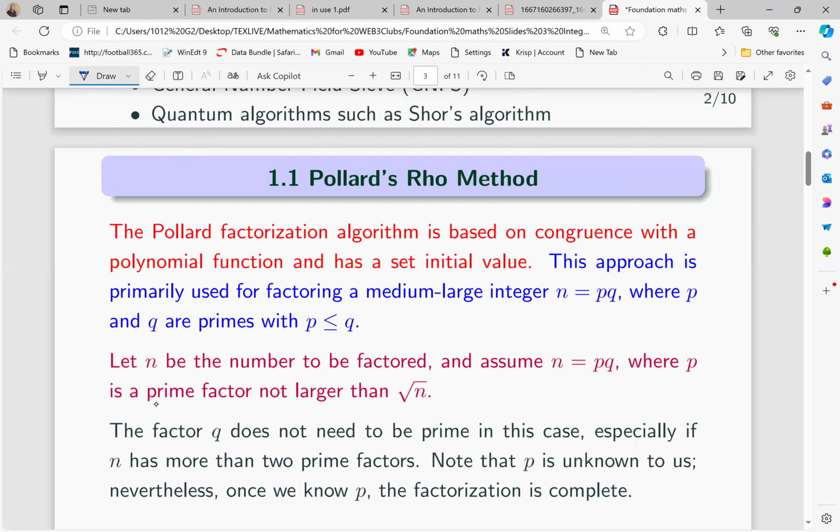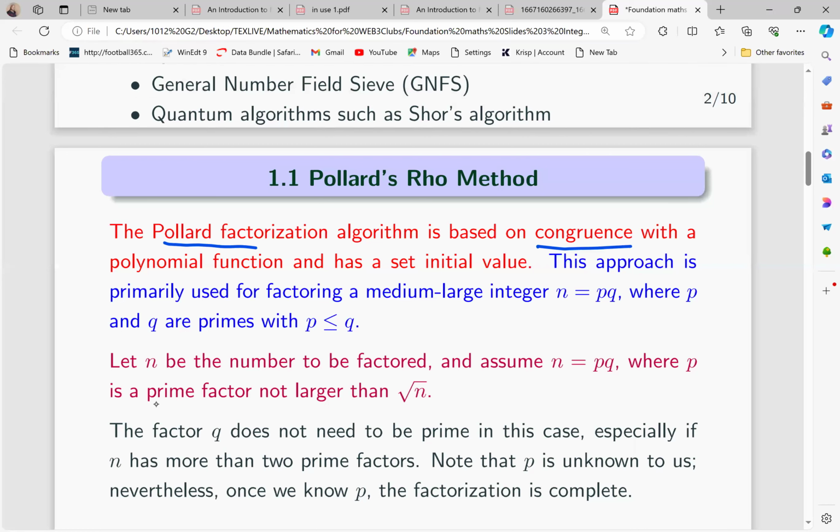Now, I've said that this method will be using the knowledge of congruence. That's why I'm teaching it at this time, because we are now very much familiar with congruence and how to handle anything to do with it. This method is very important for factoring medium to large integers. What I mean is that if you give it a very huge composite number, it may not factorize, or it will take long to factorize.